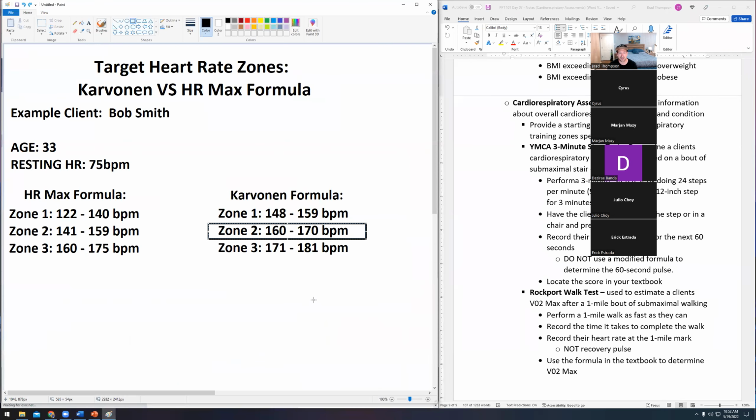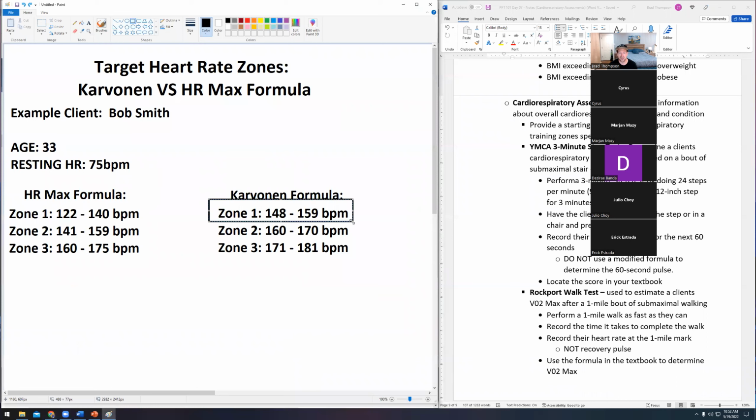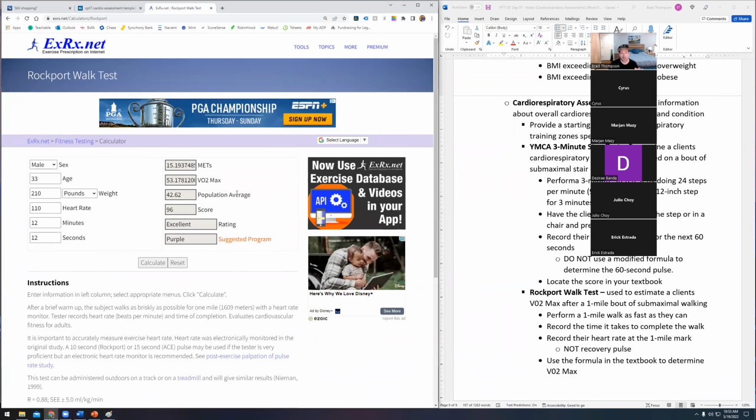So now suddenly I'm going to take Bob back to zone 1. But let's say he did it in like 12 minutes, and let's say his heart rate was only 110, right? He was able to walk a mile in 12 minutes. His heart rate didn't get very high. He crushed it. He did excellent, right? So he's going to qualify for zone 3. So that's how we use this, right?